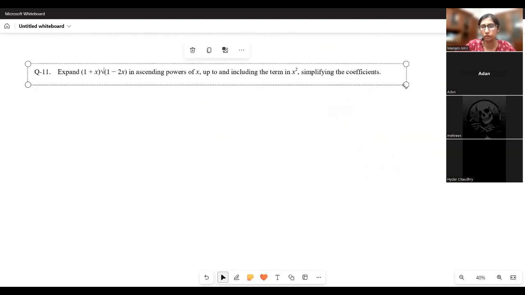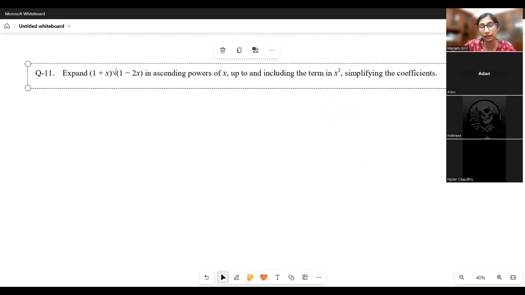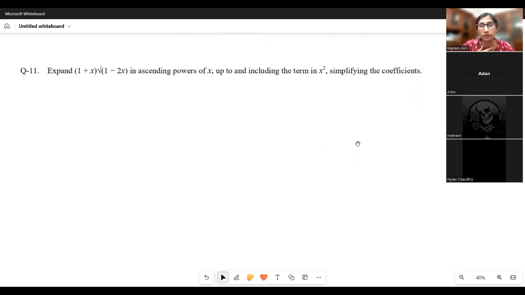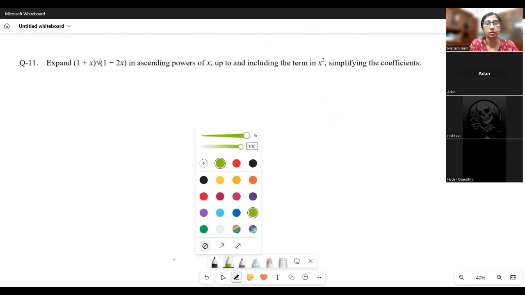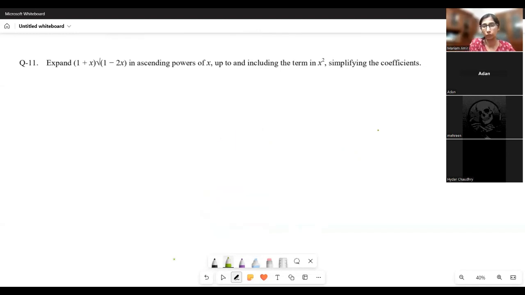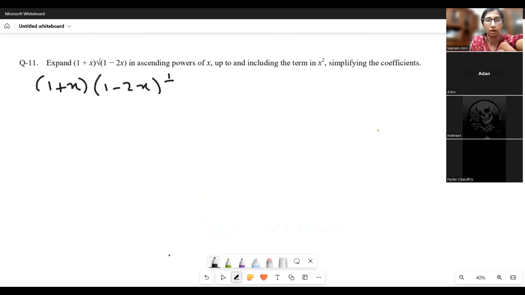Let's try to finish this worksheet today so that when we meet next on Monday, we can start complex numbers, and we are going to take the next 2 days off for Ashura. Expand 1 plus x bracket 1 minus 2x in ascending power of x up to and including x squared, simplifying the coefficients. Okay, so it's 1 plus x times 1 minus 2x bracket half. So we have to expand this till x squared.